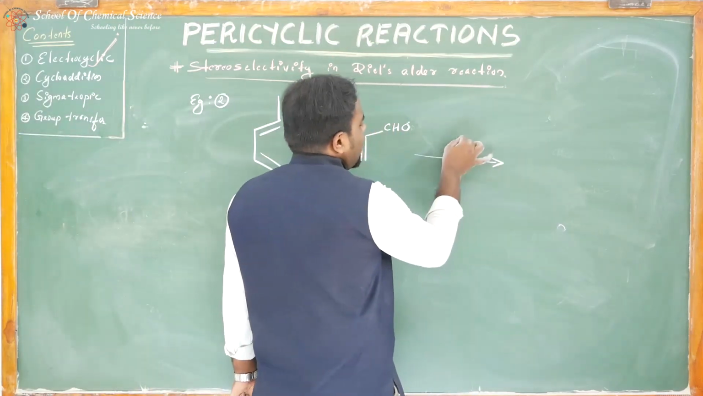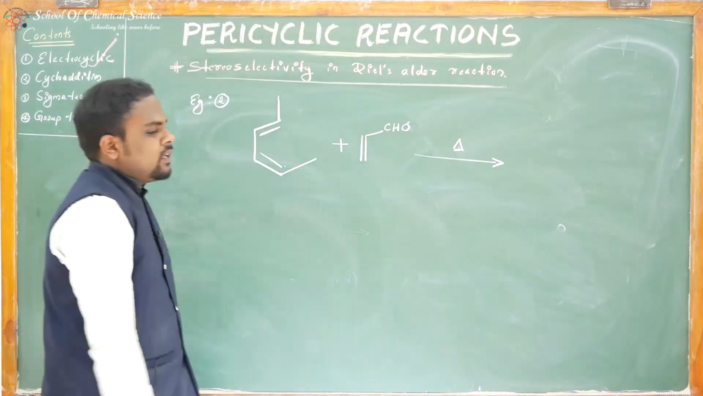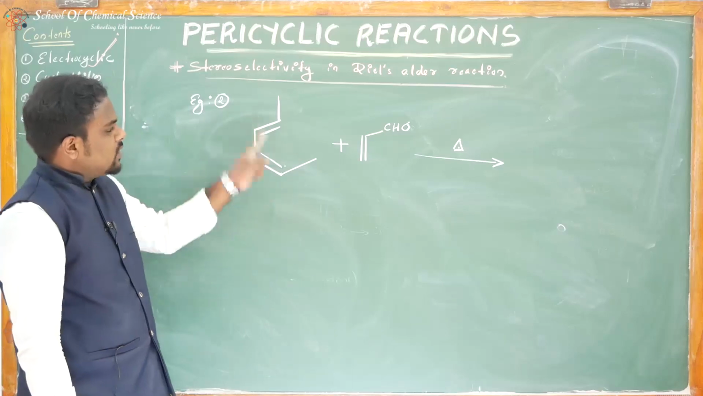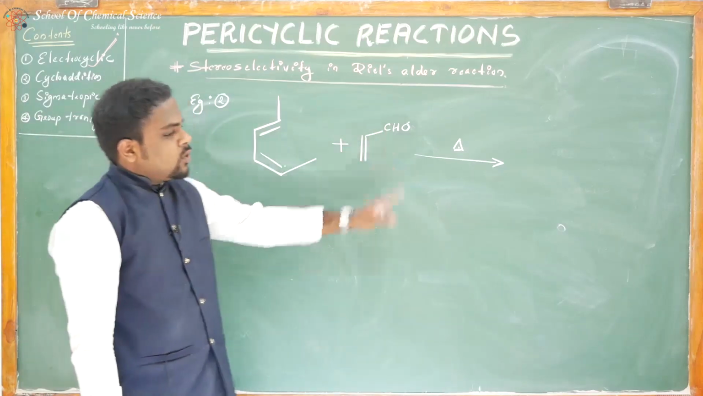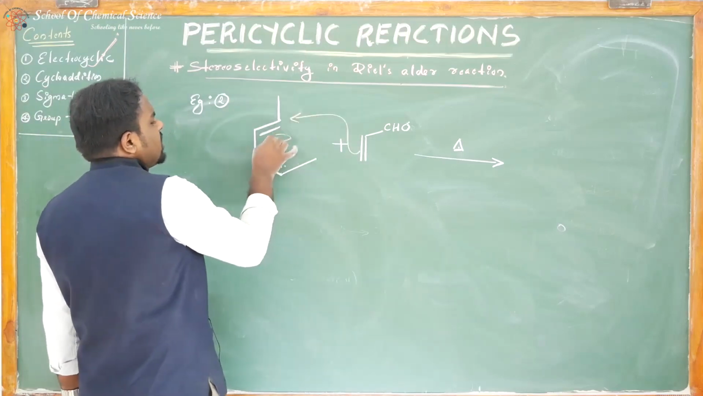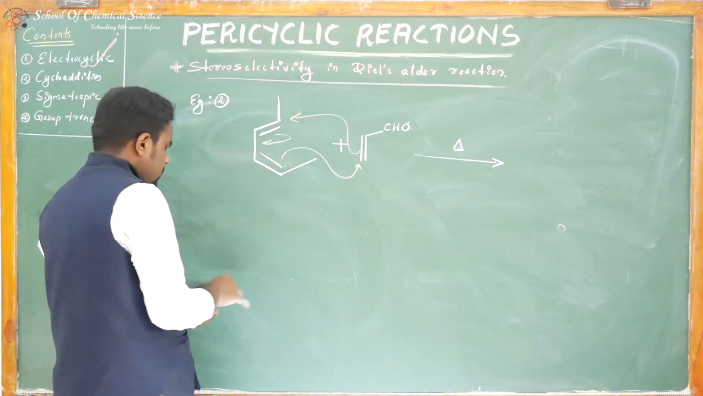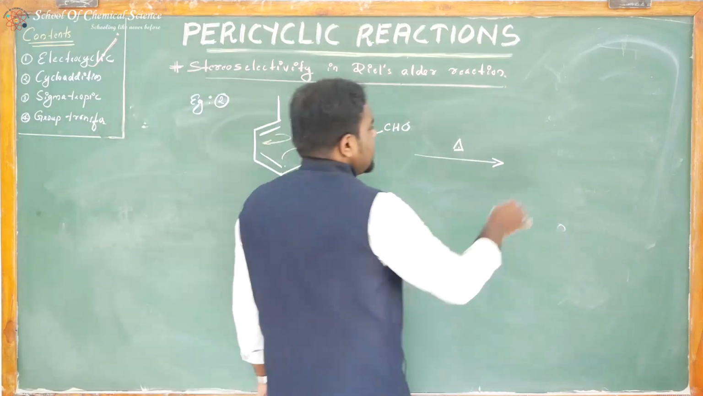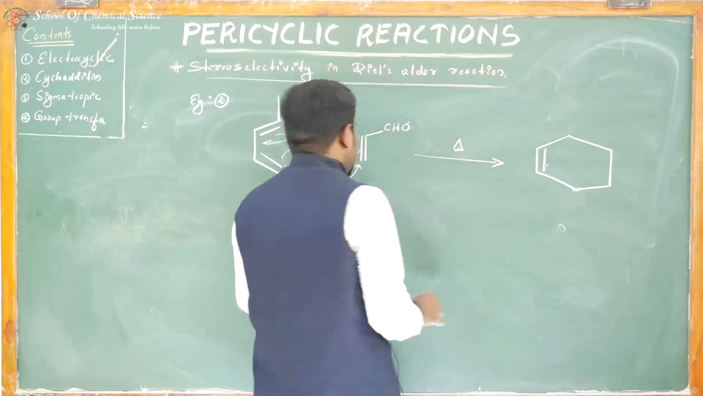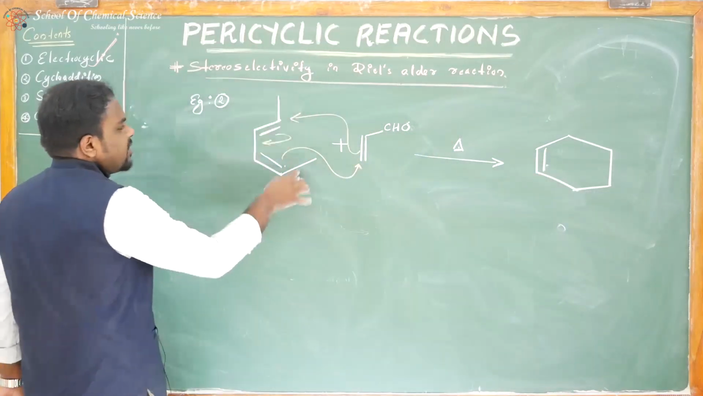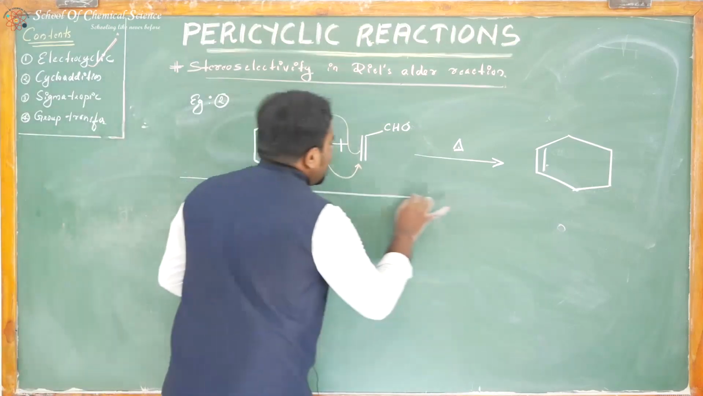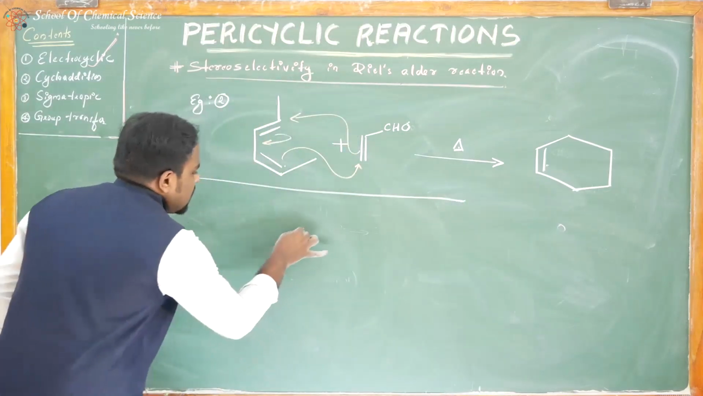Under thermal conditions, you have to predict the stereochemistry of these two methyl groups and this CHO group. Before that, write the product. You know it is a simple 4+2 cycloaddition reaction, so a 6-membered ring is formed. Here a double bond. Then what is the stereochemistry of these two methyl groups and this CHO? For that, you can follow this trick.